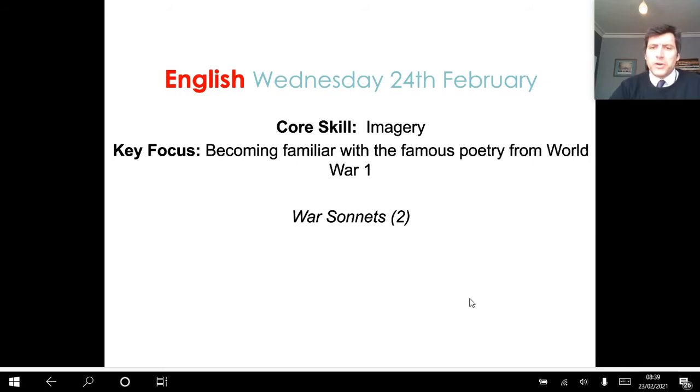Within our English today, we're thinking more about the war sonnets of Rupert Brooke, and we're going to be thinking particularly about the skill of imagery and how we paint a picture using our figurative language to really conjure up images in the reader's mind. We're going to look at three poems today, so we need to be relatively brief, but the idea at the end of it is that you're going to begin to use some of these skills in your own writing.